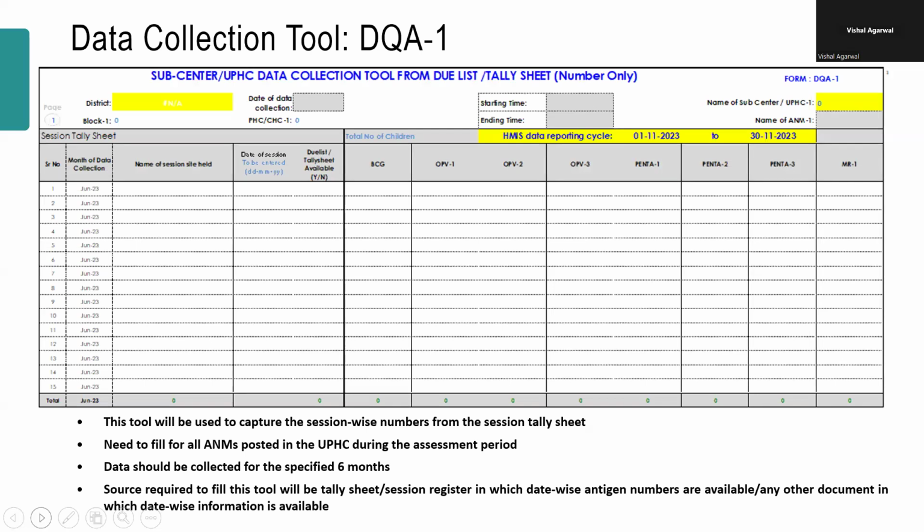Data should be collected for the specified 6 months. In our case, the specified 6 months were from June 2023 to November 2023. And as I said, the source required to fill this tool was the tally sheet or any kind of session registers in which date-wise numbers are available. So this is DQA tool 1, a snapshot of DQA tool 1. Next slide.